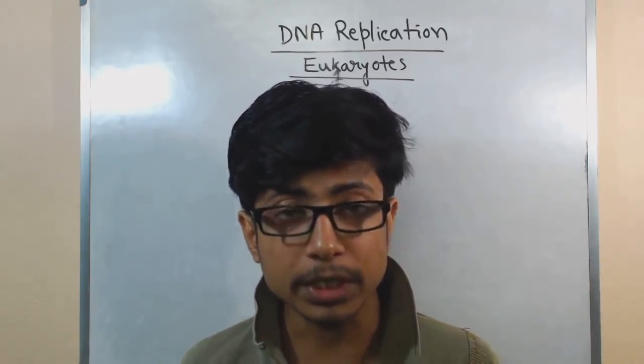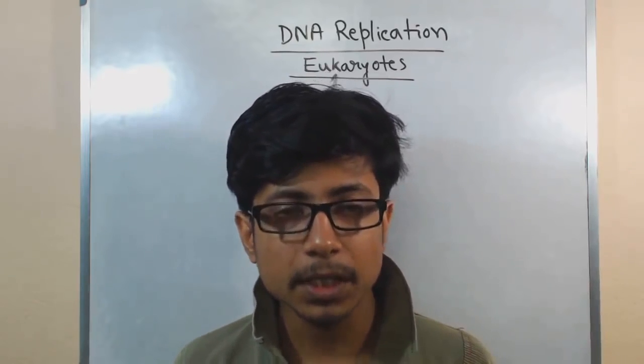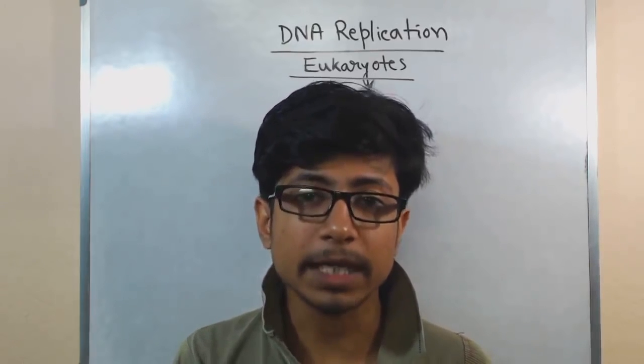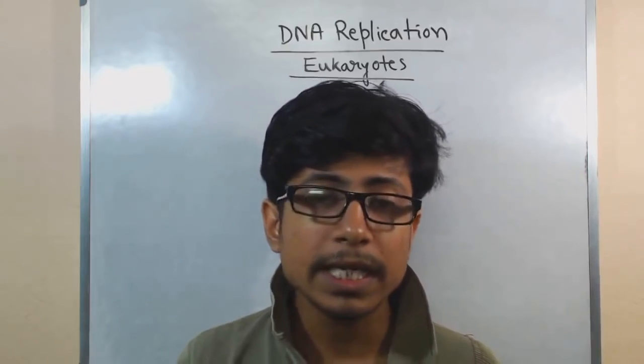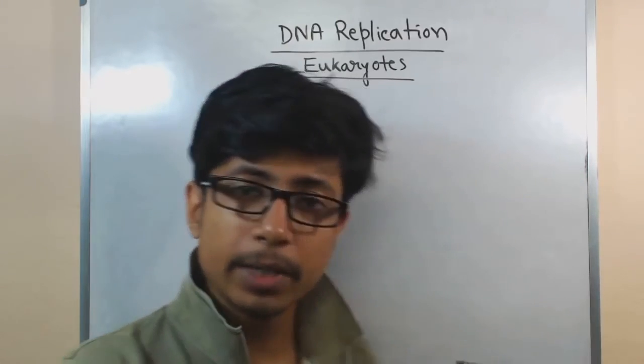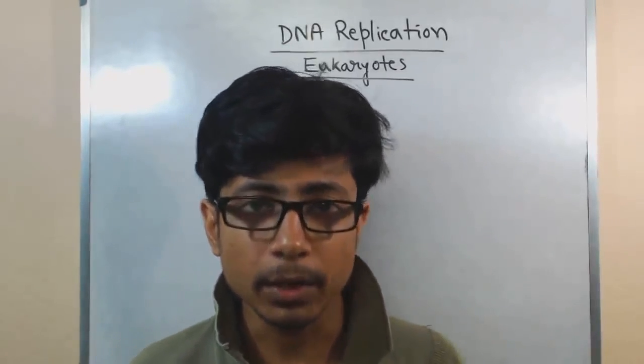eukaryotic DNA replication involves many different sets of proteins, protein complexes, to ultimately deal with the situation. The major enzyme, that is the DNA polymerase, that is doing the replication process, is far more complicated in the eukaryotic case compared with the prokaryote one.